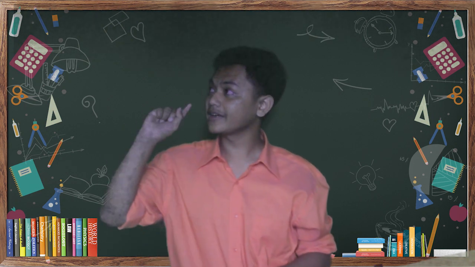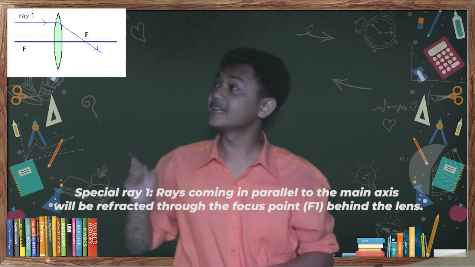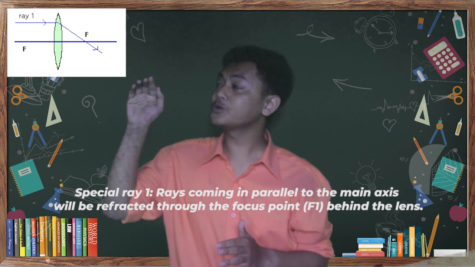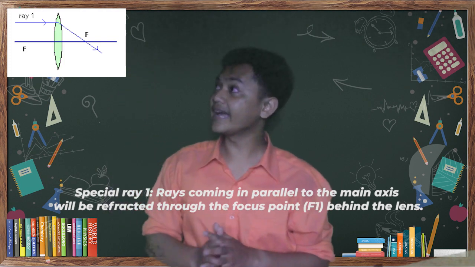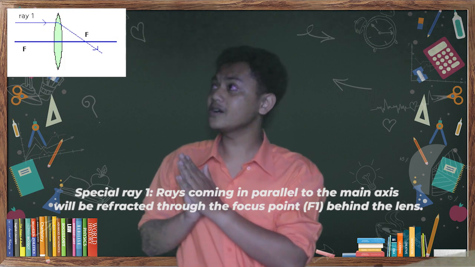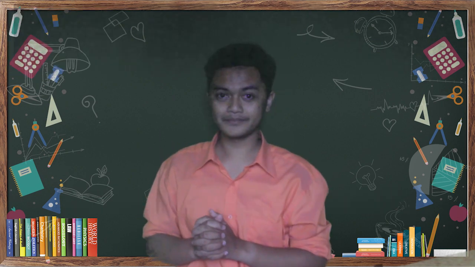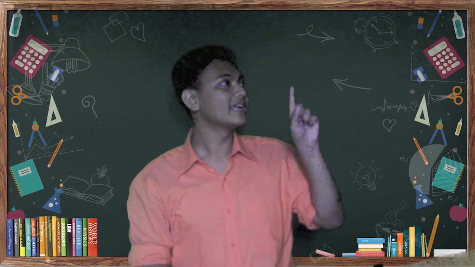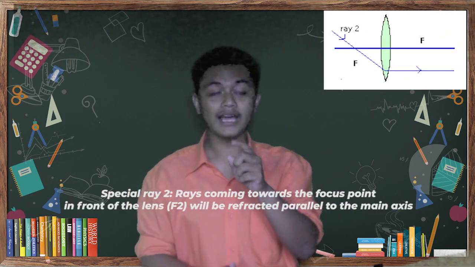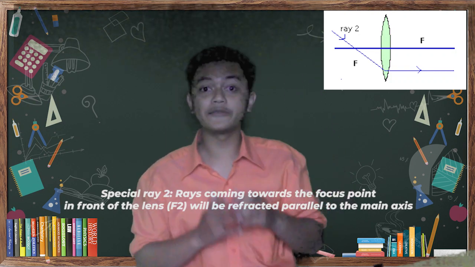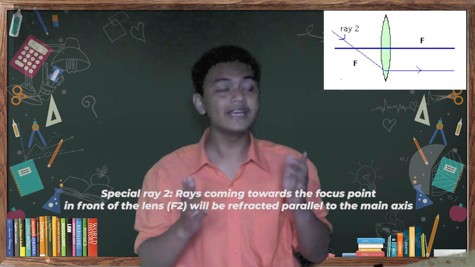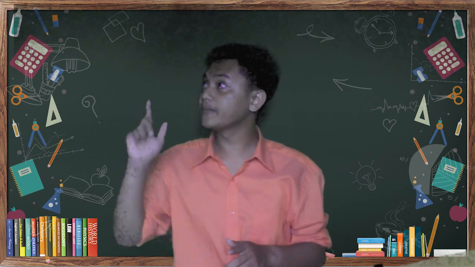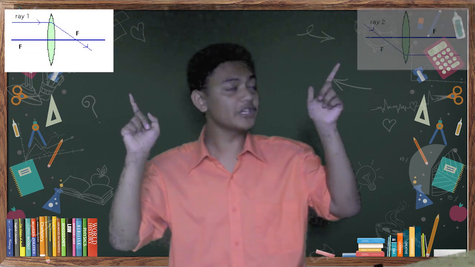The special ray 1 says that the light will come in parallel to the main axis and then will be refracted to the focal point behind the lens. And then the second ray says that the light will come through the focal point in front of the lens and then will be refracted parallel to the main axis. Okay, you can see the pictures of the special ray 1 and special ray 2.